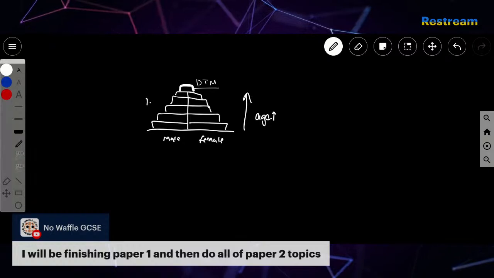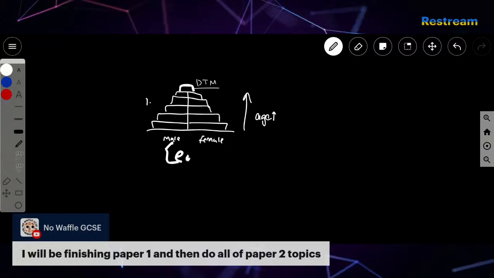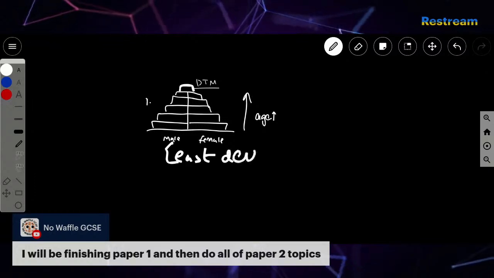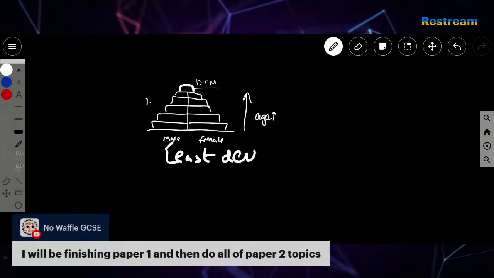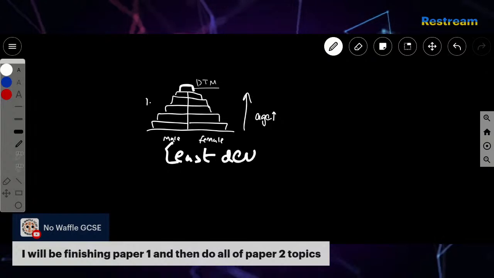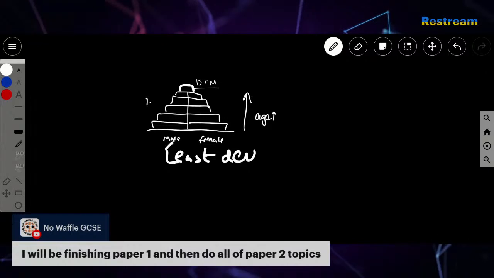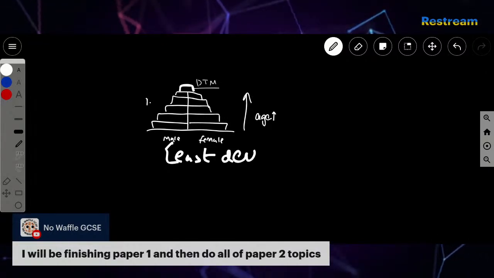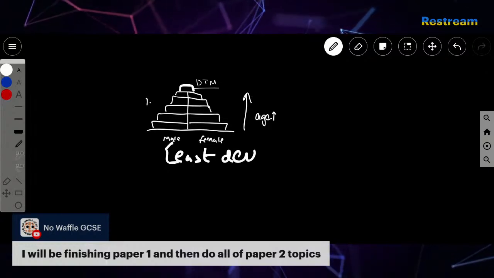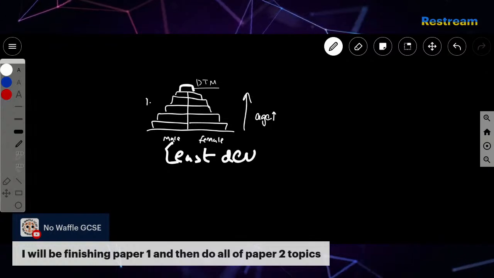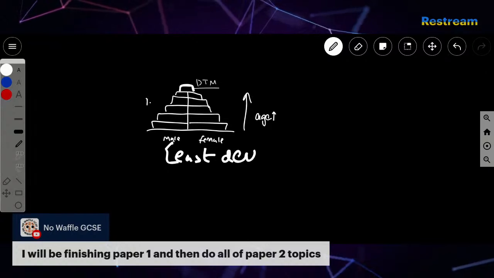Stage 1 is the least developed, so the least developed countries show this one here. There's a high birth rate and a high death rate. The birth rate is high because of the lack of contraception, and people also have lots of children because the infant mortality rate is high. The death rate is also high due to poor healthcare or famine.